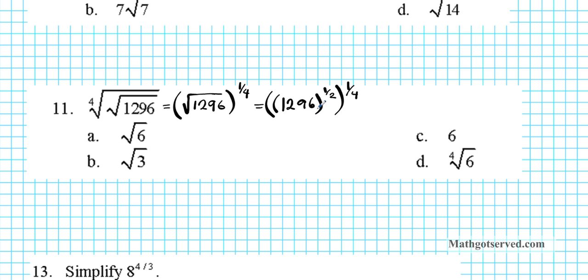Okay? So now, what property am I going to use to resolve this situation right here? Well, we have a power raised to a power, so we're going to use the power of a power property, which tells us that we just simply multiply the powers if you have a power raised to a power. So this is going to be 1296 raised to the 1/8 power. Alright, so there you have it.